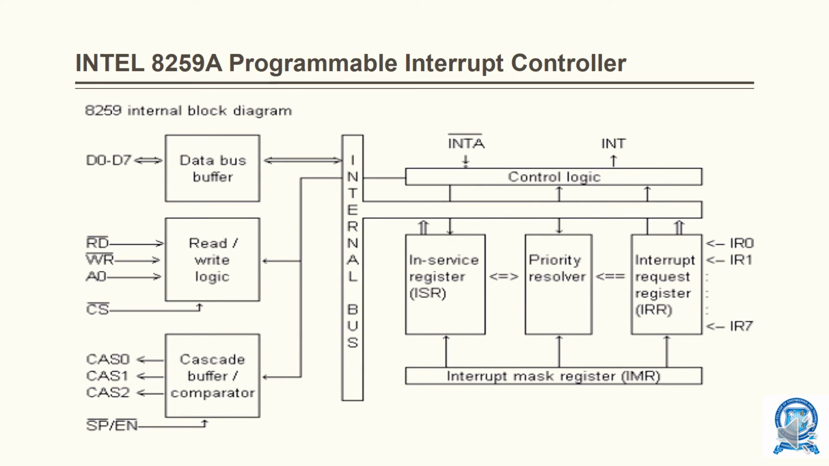So now, Intel 8259, this is the basic block diagram or architectural diagram of the interrupt controller. Here you can see data bus buffer, read write control logic, cascade buffer, control logic, and in-service register, priority resolver, interrupt request register, and interrupt mask register. So these are the blocks available in 8259.